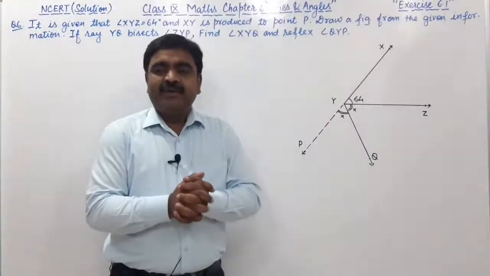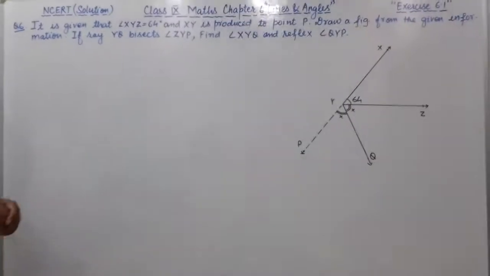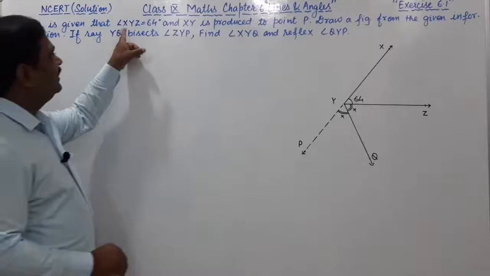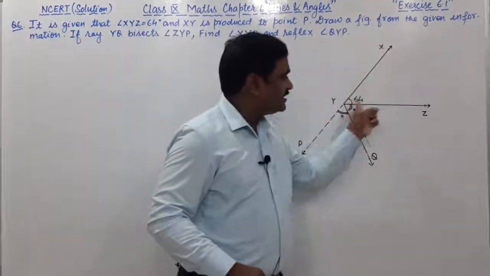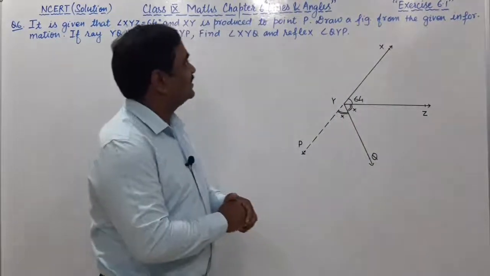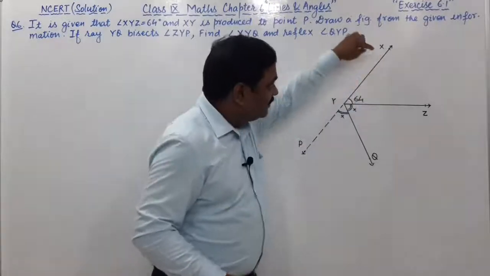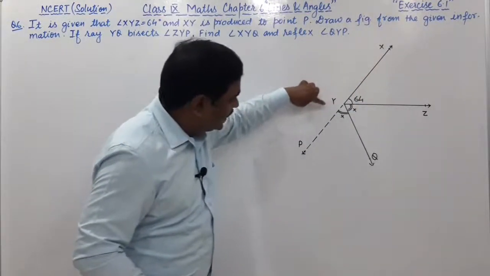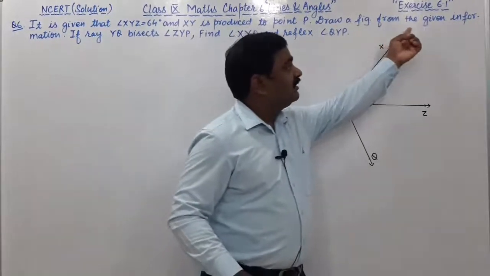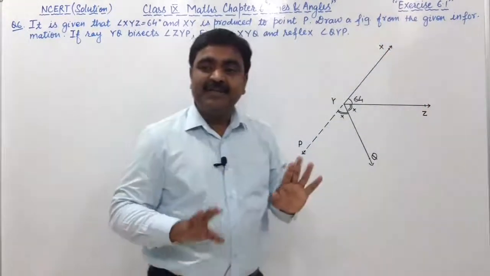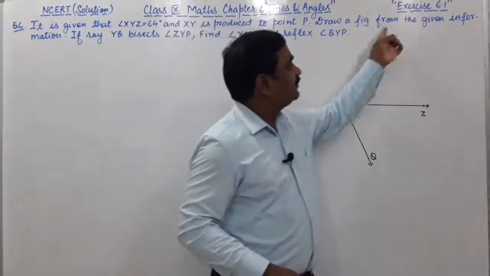ठीक है, तो देखते हैं इस क्वेश्चन में क्या है. Just see, in this it is given that angle XYZ is equal to 64 degrees. This angle XYZ is equal to 64 degrees is given and XY is produced up to the point P. Means you have to produce this line XY up to the point P and draw a figure from the given information. अभी इस information से हमें क्या करना है, एक figure draw करना है. Draw a figure from the given information.